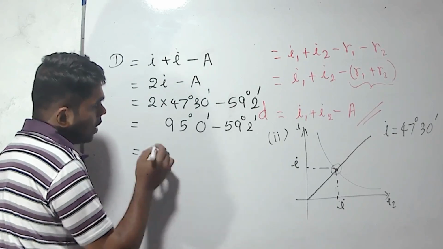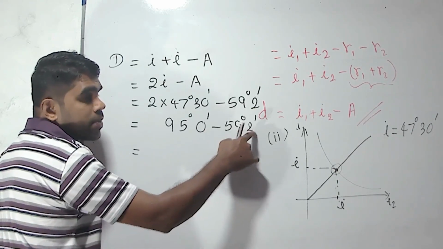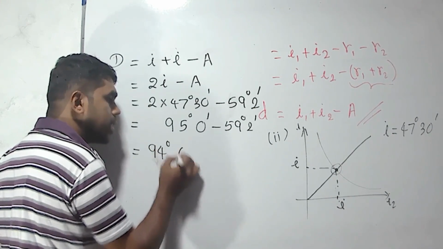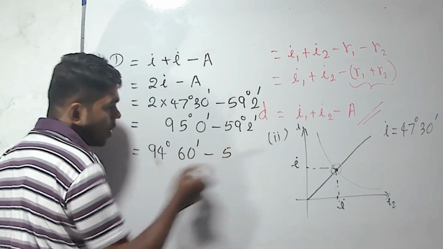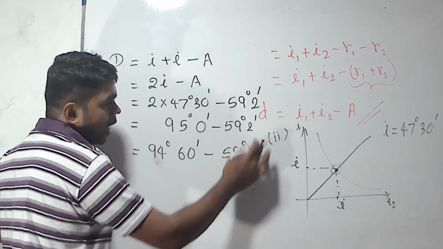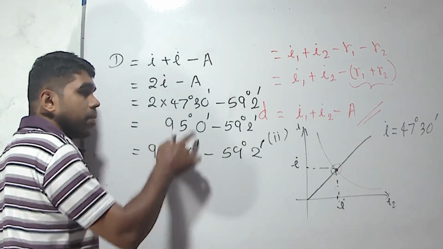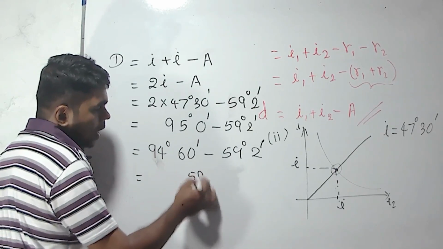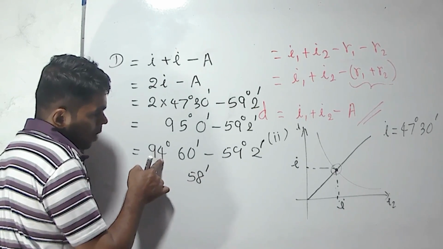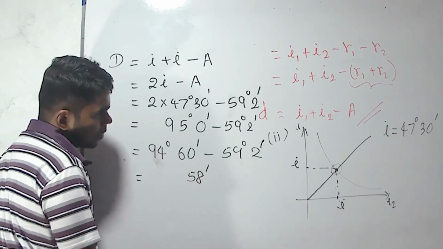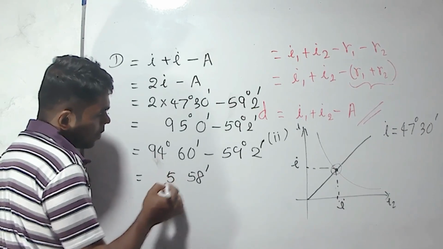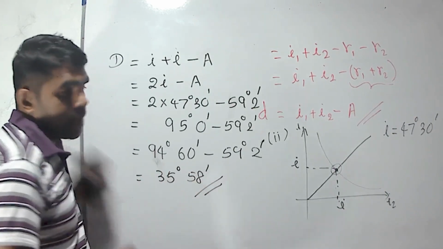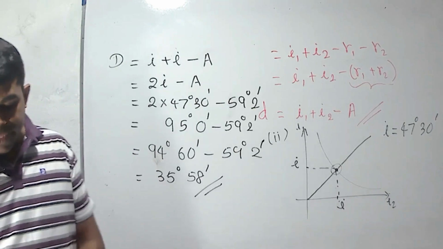Then we have to get 60 minutes to this side by subtracting minutes. We can write it as 94 degrees and 60 minutes minus 59 degrees and 2 minutes. I have brought 1 degree from the degree side to the minute side. Then 58 minutes. 14 minus 9, 5. 8 minus 5, 3. 35 degrees and 58 minutes. It is the minimum deviation angle.